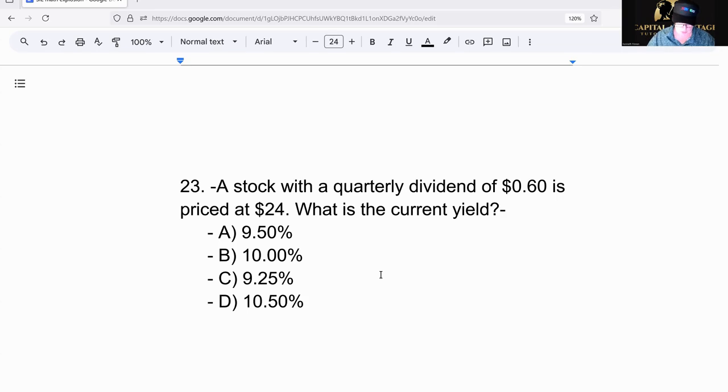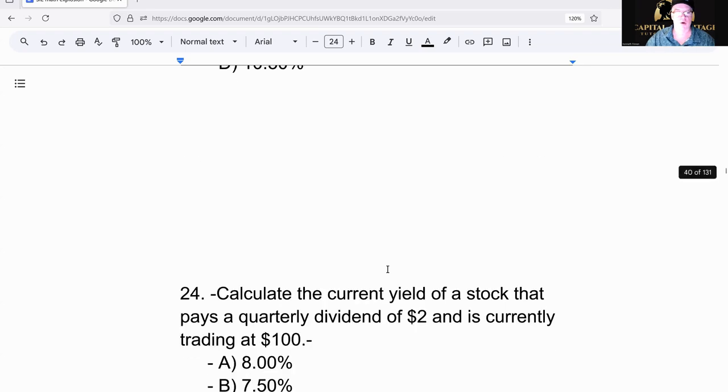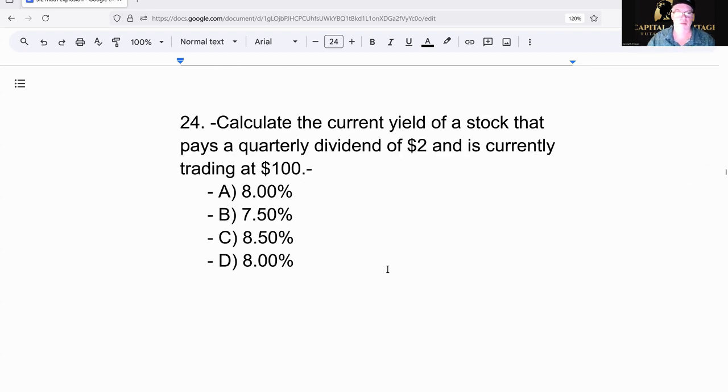0.6 times 4 equals 2.4, divided by 24. So what happened to go too fast? 10%, baby. Okay, a couple more. We're into more of these. We're not even halfway done, baby.